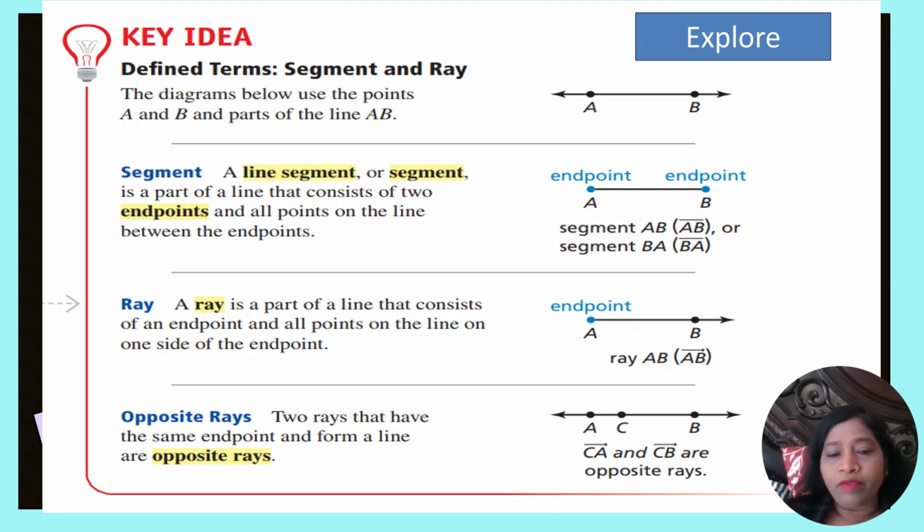A ray is a part of a line that consists of an endpoint and all points of the line on one side of the endpoint. In a ray you have one endpoint and an arrow. So it is represented by ray AB, with a one-sided arrow on top. Opposite rays: 2 rays that have the same endpoint and form a line are opposite rays.